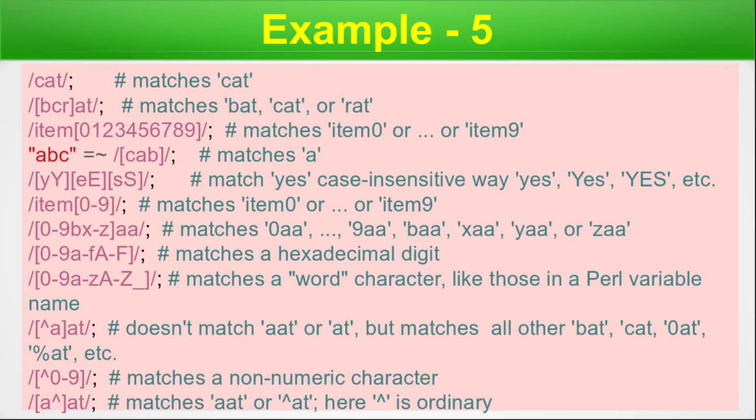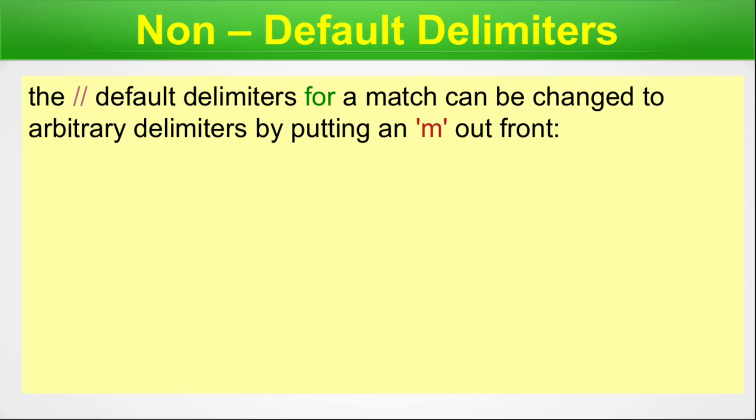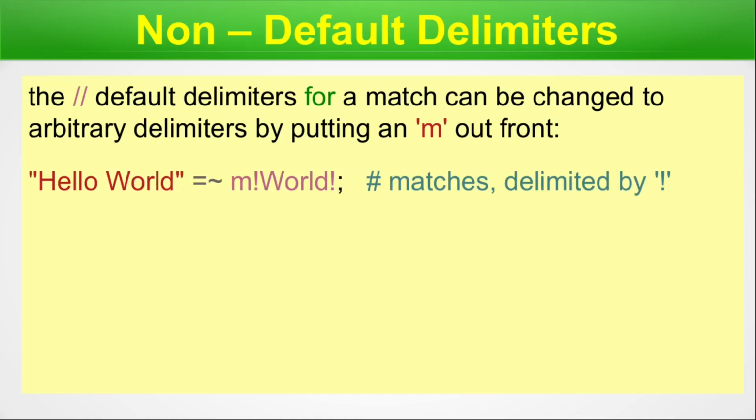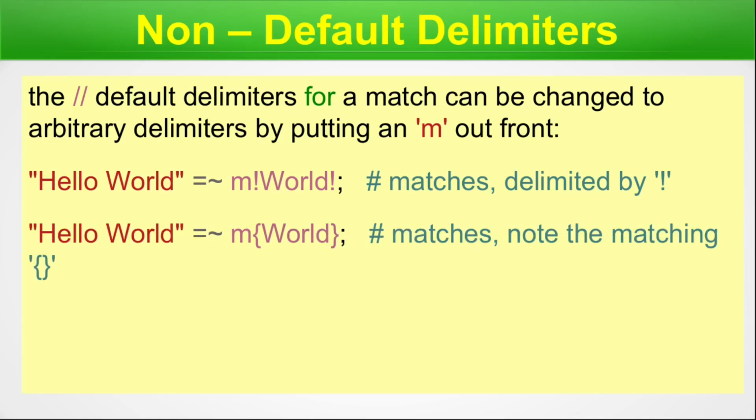Let's move on. If you have a comment, you can put it in the comment box. The next slide here is non-default delimiters. The // is the default delimiter for a match and can be changed to arbitrary delimiters by putting an m in front. Now hello world =~ m, then within double bang matches world, and here the delimiter is bang. We have used m, in this case we have to use m. The second one is hello world =~ m, then world, and we have two curly braces. Here the delimiter is curly braces, a pair of opening and closing.